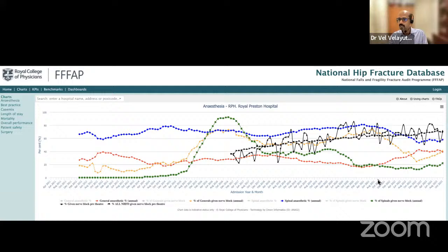This is not just spinal. This is spinals with nerve blocks. So the nerve blocks took off. And then after that, about here in 2018, there was emphasis on nerve blocks affecting mobility. So people started using fewer nerve blocks intraoperatively. So predominantly spinal. So this blue line is spinal for operation. So what we're looking at mainly in this topic is nerve blocks for the hip.